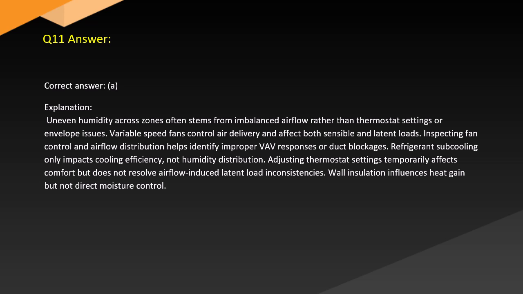Answer. Correct answer. A. Explanation. Uneven humidity across zones often stems from imbalanced airflow rather than thermostat settings or envelope issues. Variable speed fans control air delivery and affect both sensible and latent loads. Inspecting fan control and airflow distribution helps identify improper valve responses or duct blockages. Refrigerant subcooling only impacts cooling efficiency, not humidity distribution. Adjusting thermostat settings temporarily affects comfort but does not resolve airflow-induced latent load inconsistencies. Wall insulation influences heat gain, but not direct moisture control.